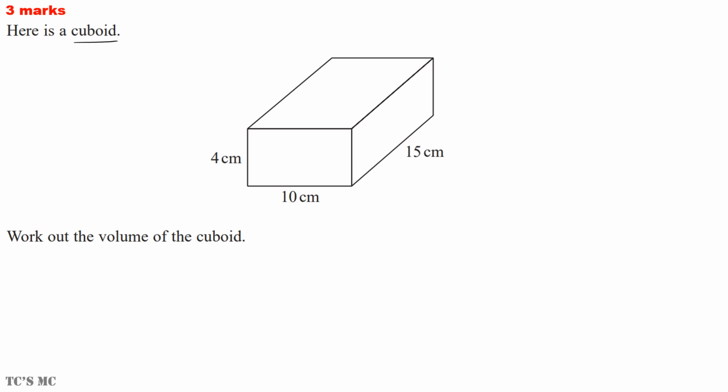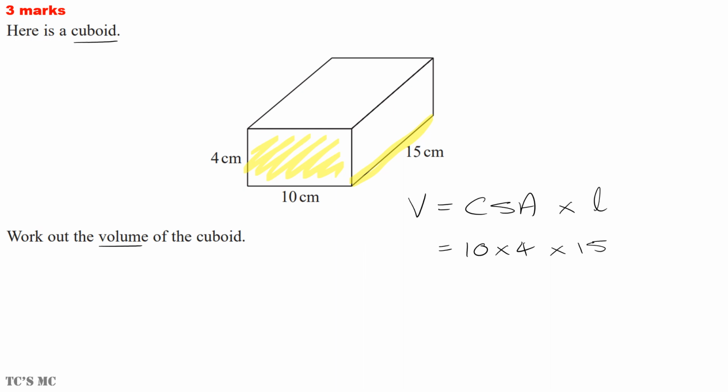Here is a cuboid. Work out the volume of the cuboid. I am going to treat this cuboid like any other prism. So for volume, I am going to do cross-sectional area, CSA, multiplied by the length. The cross-sectional area is this face over here. We could have done any of the faces, but because this is my cross-sectional area, the length must be this 15. The cross-section is a rectangle, so I am going to do 10 multiplied by 4, and the length, like we've mentioned, is 15. Now we have 1 mark.